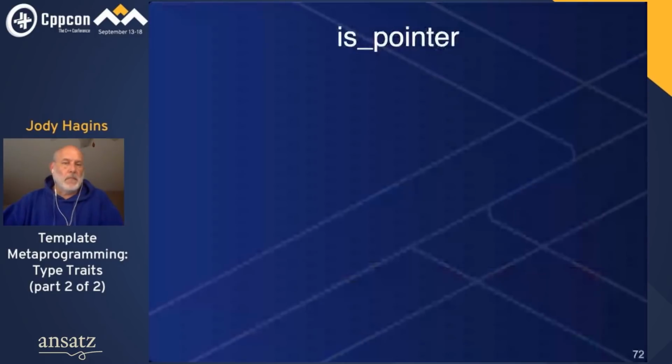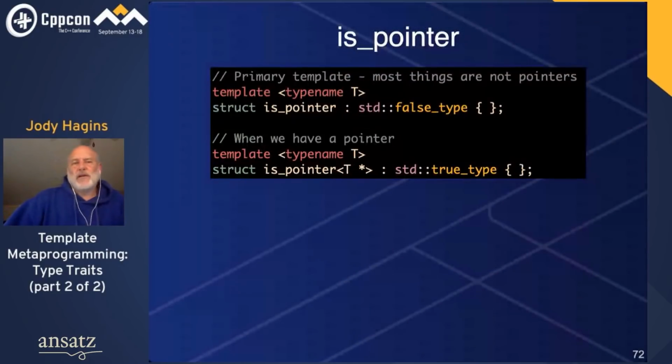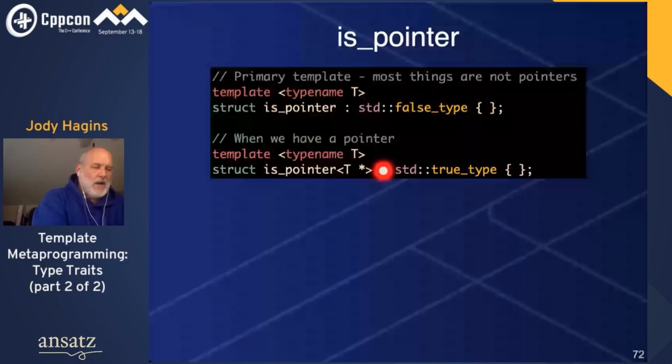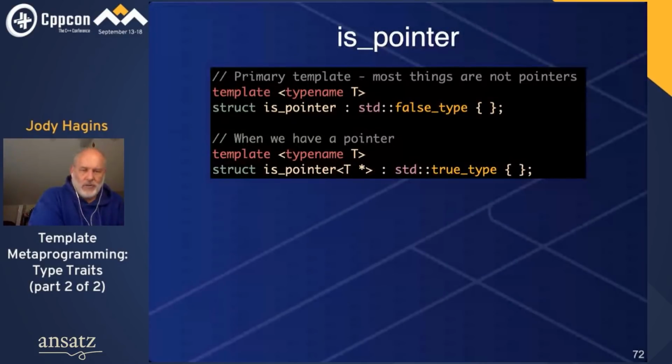Okay, so isPointer. It's pretty simple. Why are we even doing this one, right? I mean, it's a pointer. The primary template says, hey, false type. In general, things aren't pointers. So the primary template is false. For the specialization, I take a T, and this is a partial specialization for any pointer, a pointer to anything. I don't care what it is, and I'm going to return true.